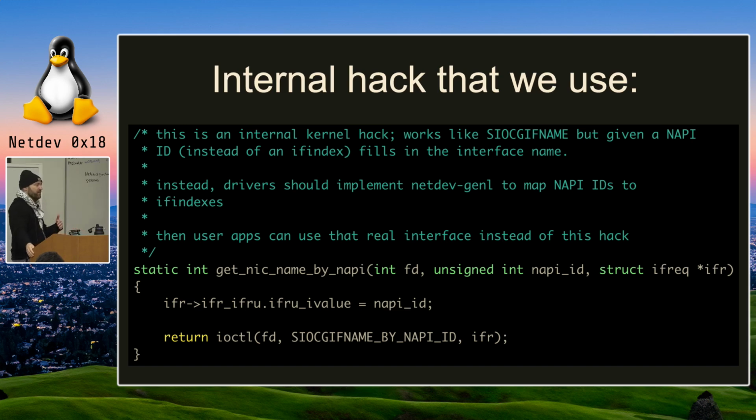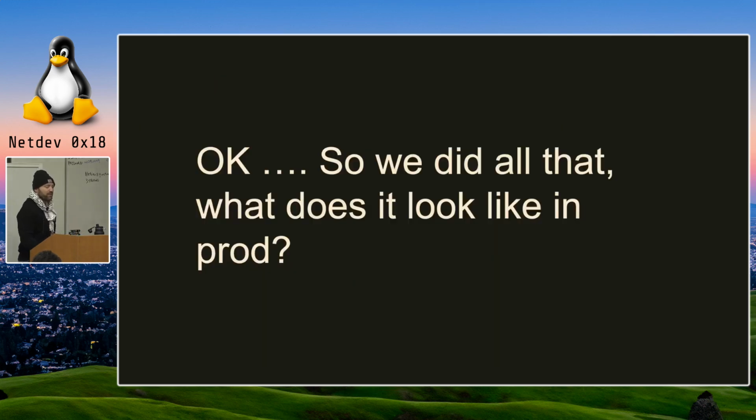The real way to do this, or what you should be doing instead, is using Netdev GenL. The thing is that we only use LTS kernels at Fastly, so that doesn't exist yet in 6.6. So there was no way for me to use Netdev GenL to solve this problem, but that would be the right way of doing it if you have support for that. I'm going to get to that in a bit.